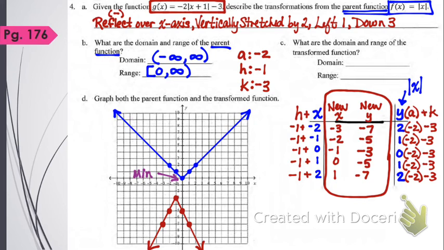So this vertex right here, is that a maximum or a minimum? It's up at the top, so it is now a maximum.